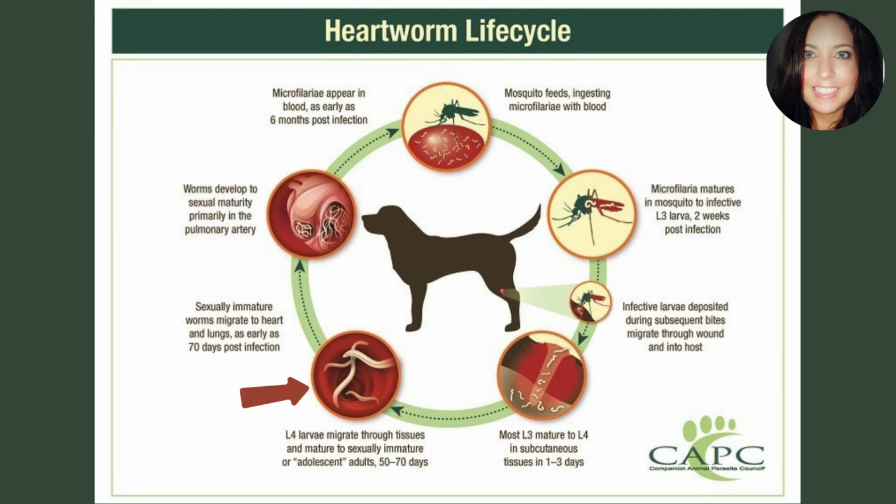Moving on to the maturation stage, the larvae migrate through the dog's tissue, potentially causing local inflammation, redness known as erythema, and swelling known as edema. They eventually mature into adult heartworms in the heart and pulmonary arteries. Once mature, the adult female heartworm releases microfilariae into the dog's bloodstream during the reproduction stage, continuing the life cycle.